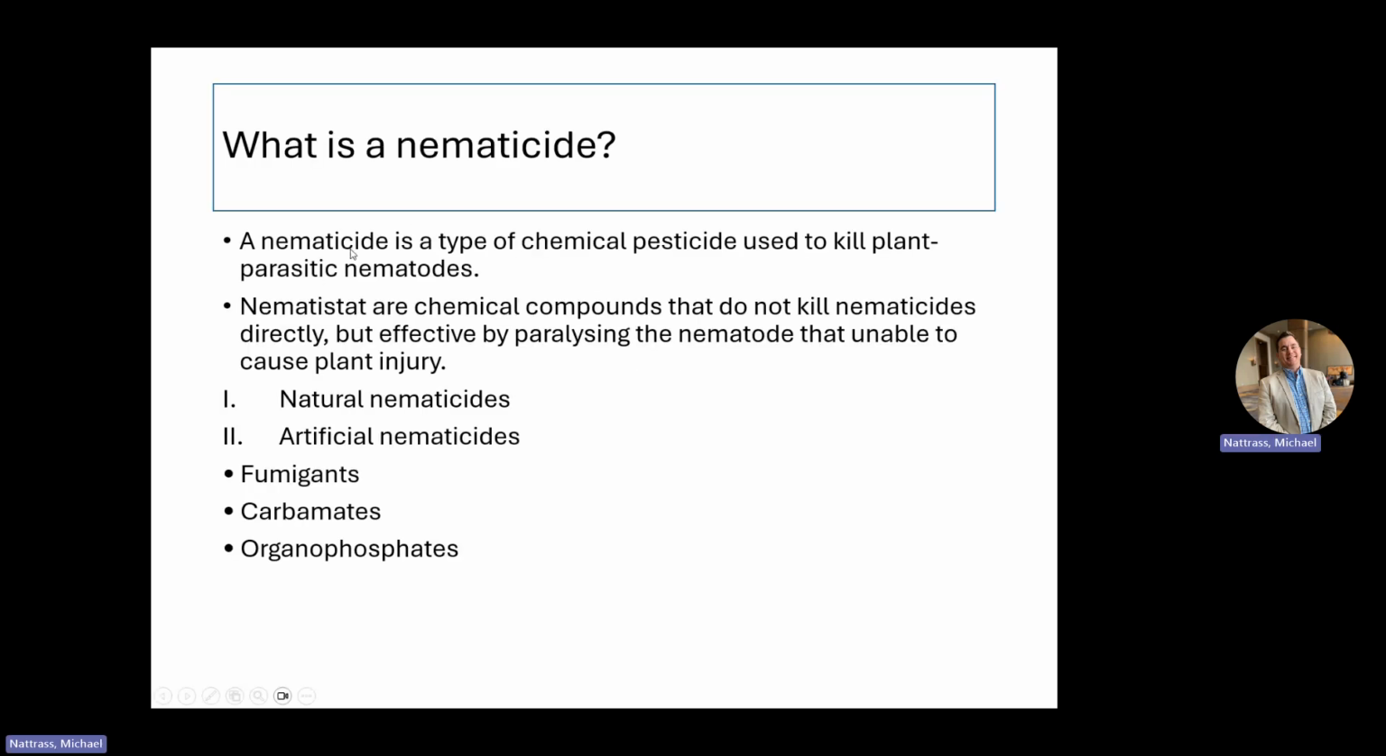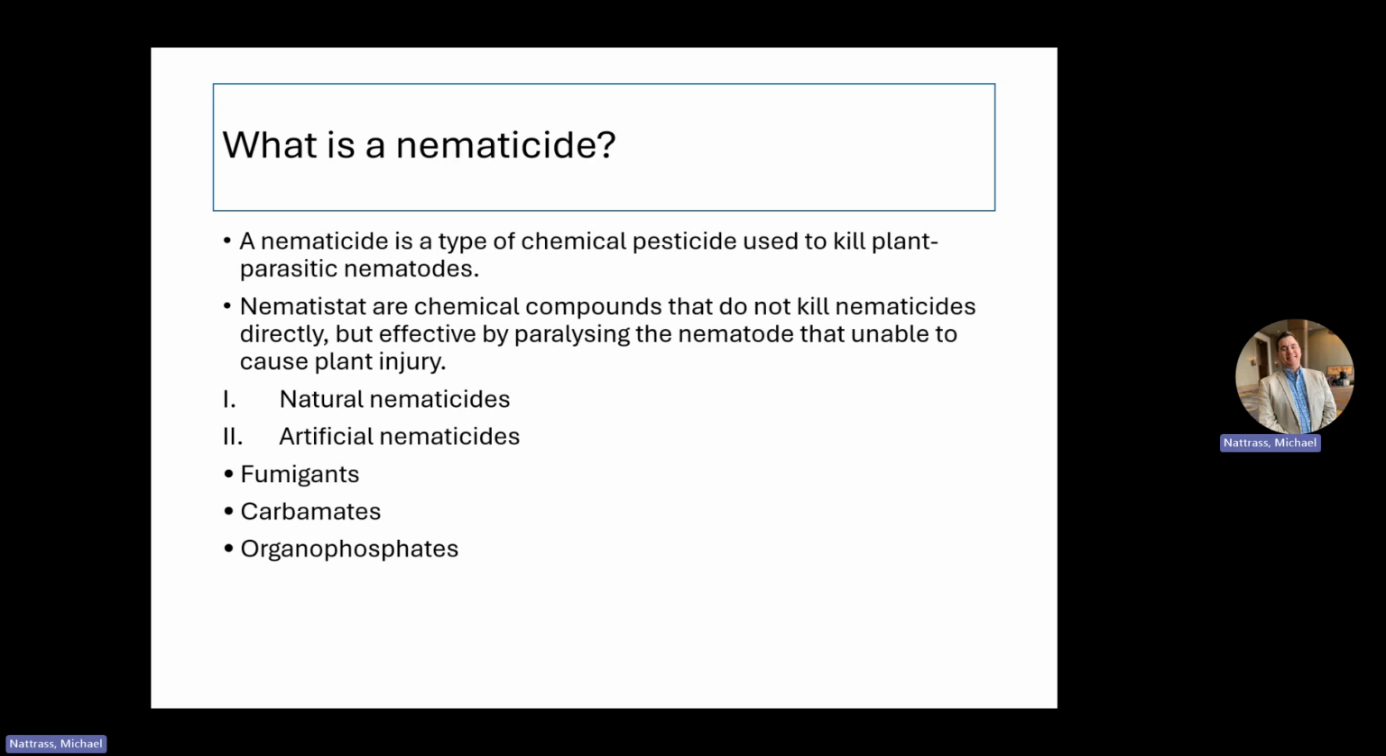So, nematicides, or -icides, are going to be something that kills a plant parasitic nematode. But when I've been looking through this information, what I found is that they're really more nematostats. They don't necessarily kill the nematode directly, as we would think about wasp spray, where if you spray that, the wasp dies pretty quickly.